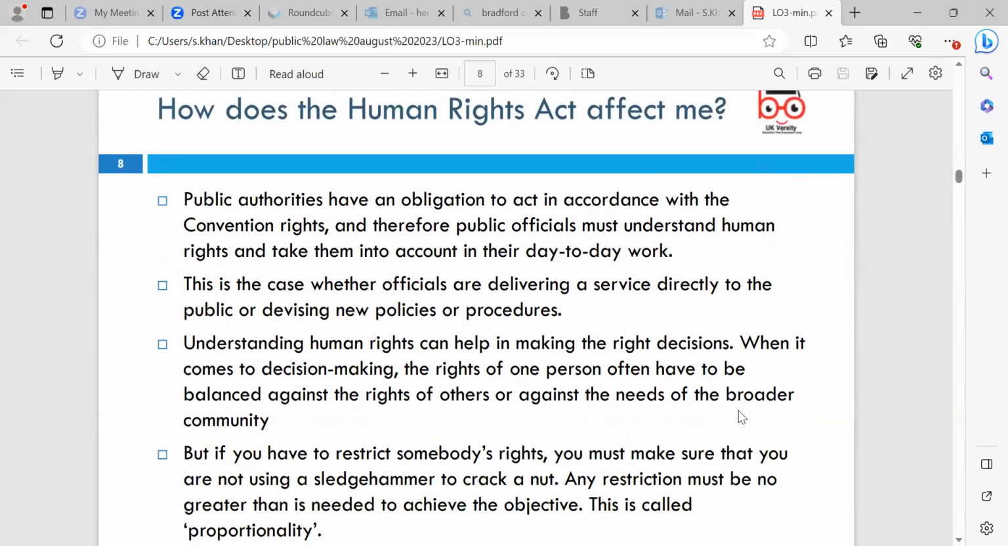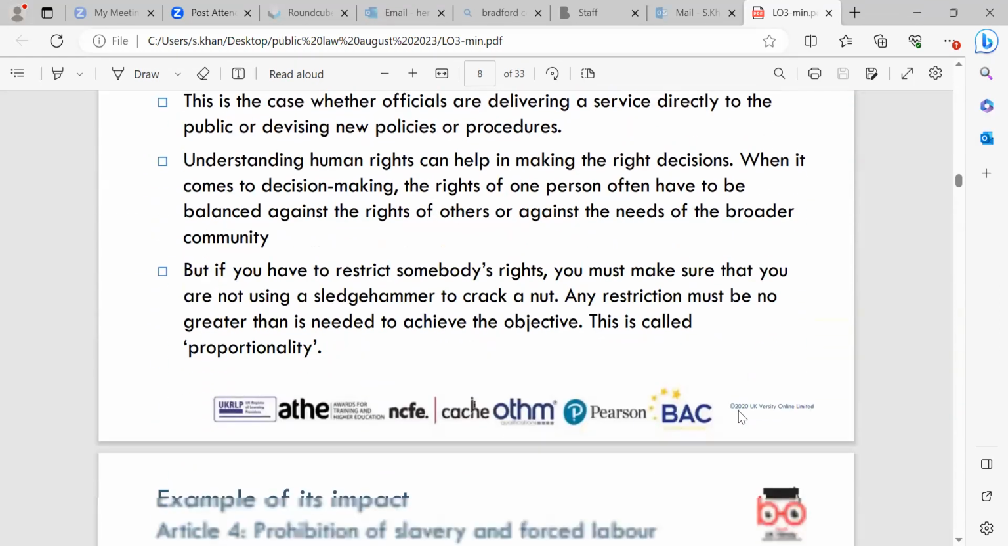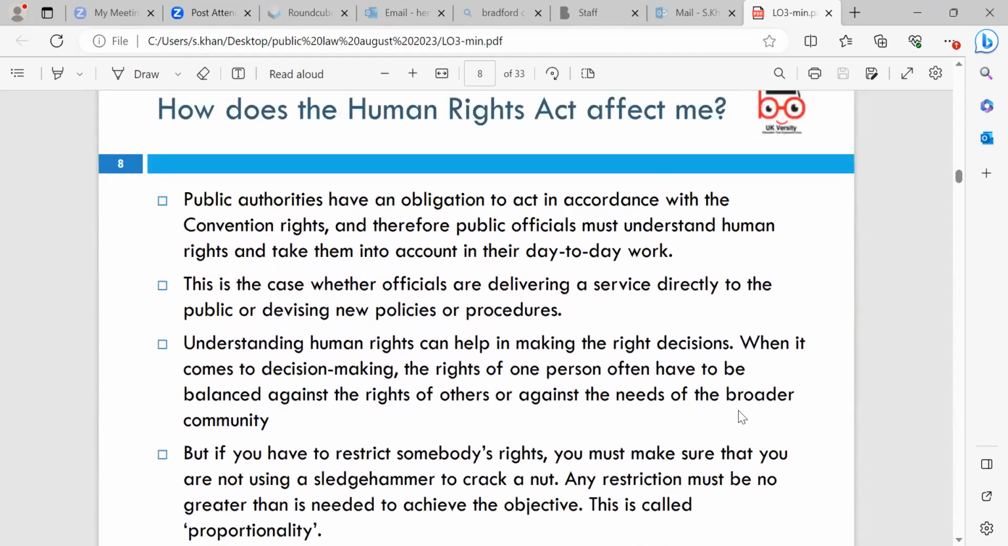How does the Human Rights Act affect me? Public authorities have an obligation to act in accordance with the Convention rights, and therefore public officials must understand human rights and take them into account in their day-to-day work. This is the case whether officials are delivering a service directly to the public or devising new policies or procedures. Understanding human rights can help in making the right decisions.